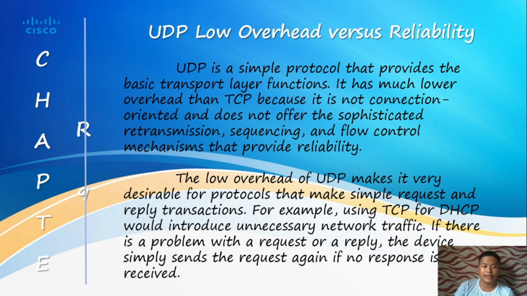So, UDP: low overhead versus reliability. UDP is a simple protocol that provides the basic transport layer function. This makes UDP very desirable for protocols that make simple request and reply transactions. For example, using TCP for DHCP would introduce unnecessary network traffic.